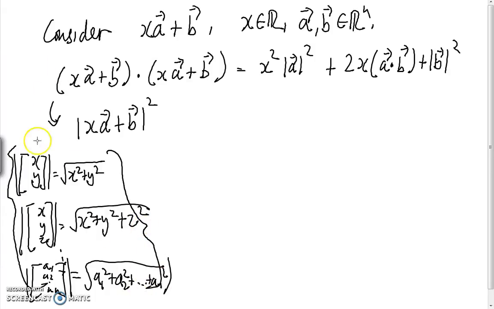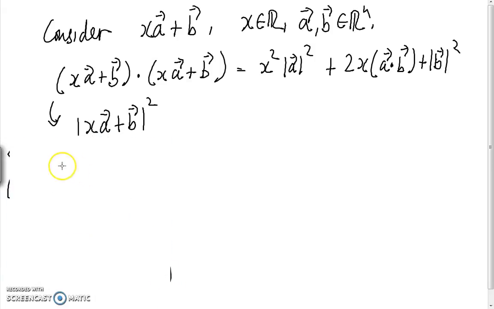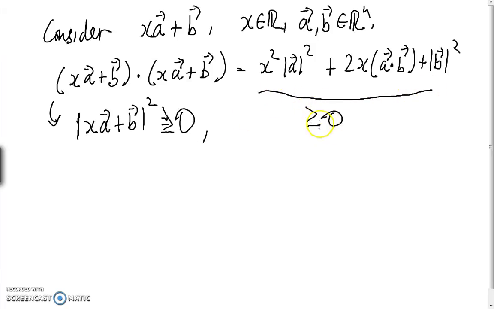It makes a bit less sense to call it a magnitude when we're working in Rn because I have a hard time visualizing what R4 looks like, let alone R5 or R6. But anyway, it's sort of like the magnitude. That's always greater than or equal to 0 because it's a square root. So in other words, this expression is also greater than or equal to 0.